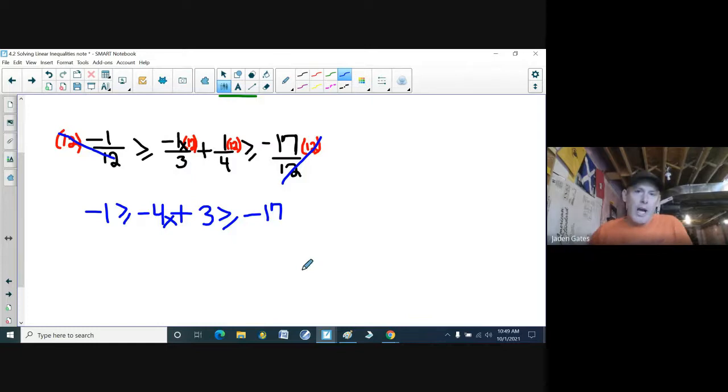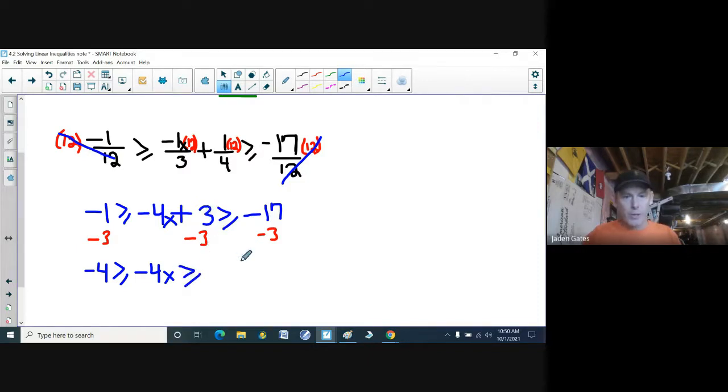So now I got a question like I had before, right? I have a double inequality where, again, I got to get x by itself. So I'm going to subtract by 3. And I'm going to have to do that on the left and on the right. And so negative 1 minus 3, that's a minus 4. Greater than or equal to, I'm going to have this minus 4x here. All right, and then greater than or equal to, because these 3's are gone. 3 minus 3 is 0. That's why we did it. And then minus 17 minus 3, minus 20.